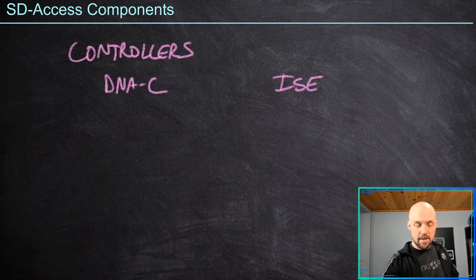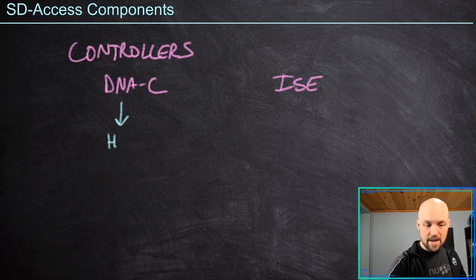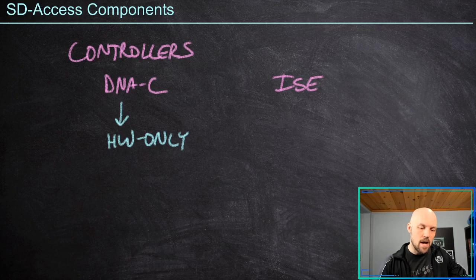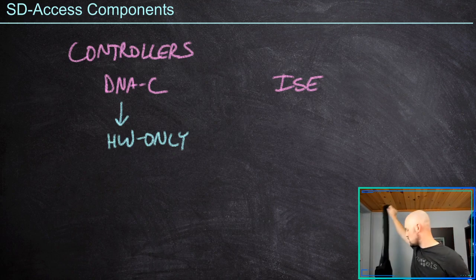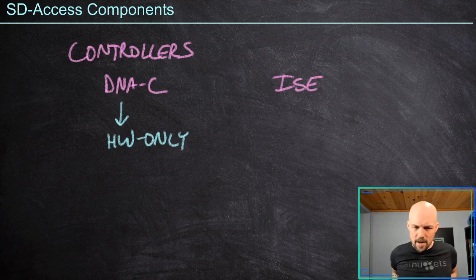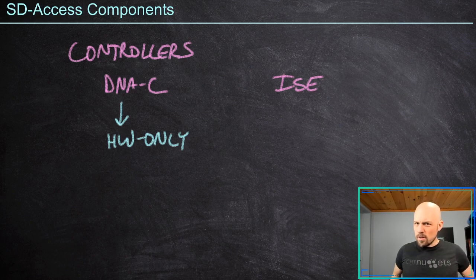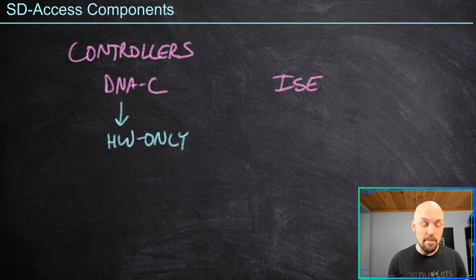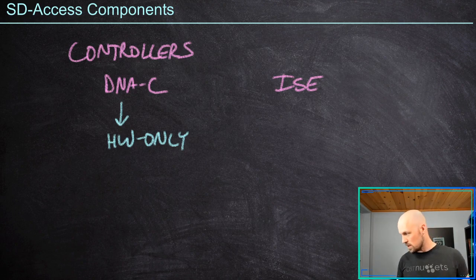So DNA Center, here's the big thing about this. When we're deploying hardware and software, these controllers, DNA Center, as of the time of this video, is still hardware only. Cisco has made noise about a cloud DNA Center instance, cloud managed, etc. I think they do have it going a little bit, but I haven't seen it officially launched yet. It might have officially launched at this point, but for right now, especially as far as ENCOR is concerned, it's a hardware-only solution.